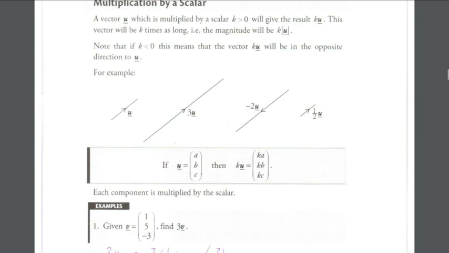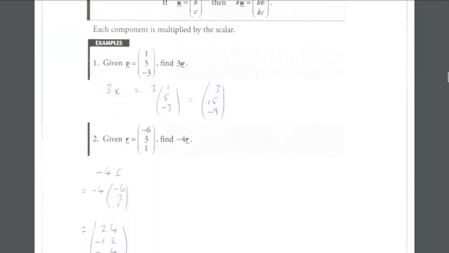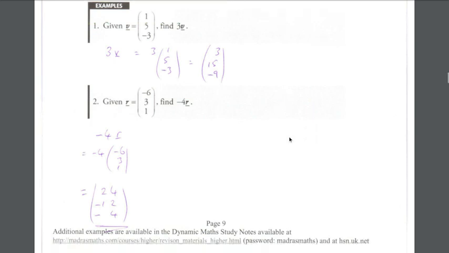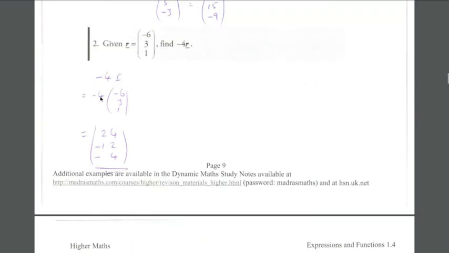Multiplication by a scalar, again, National 5, so just a recap for you guys. So here 3v is 3 multiplied by the x, y, and z components, so it'll be 3, 15, -9. -4r is -4 multiplied by the x, y, and z components of vector r, 24, -12, -4.